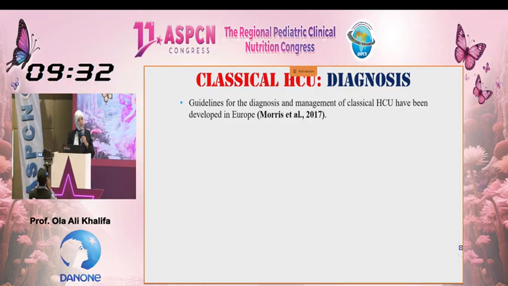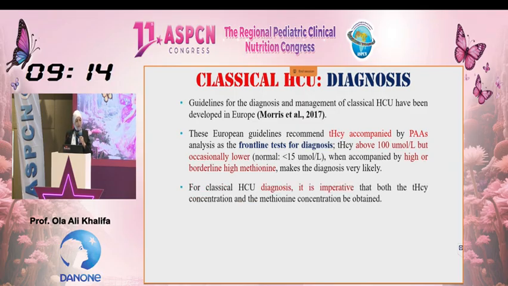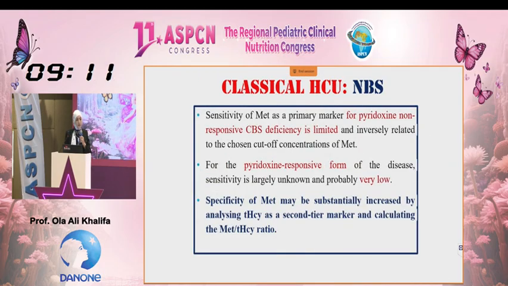in important areas of metabolism for the diagnosis and management of classical homocystinuria. The guidelines recommended total homocysteine accompanied by plasma amino acids as a front test for diagnosis, and a total homocysteine of 100 micromole, but occasionally lower, together with elevated methionine makes the diagnosis likely. And actually for newborn screening, the sensitivity of methionine as a primary marker for pyridoxine non-responsive CBS deficiency is limited and inversely related to the chosen cutoff concentration of methionine. And the sensitivity has been increased once there is elevated methionine.